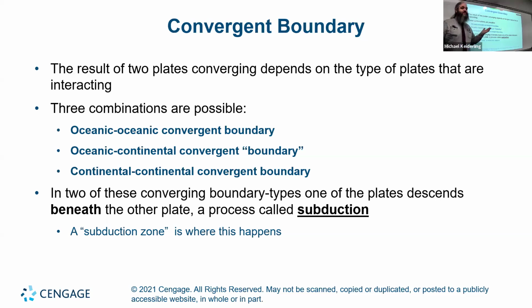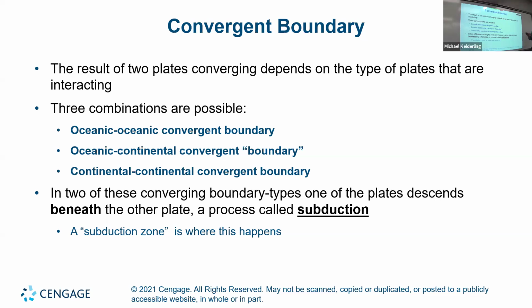Then the convergent boundary is where two plates are coming together. And there's basically three possible combinations. Because there's two types of plates, continental and oceanic. You can either have two of the same type come together or one of each come together. So the three combinations that are possible are oceanic-oceanic convergent boundaries, where an oceanic plate runs into another oceanic plate, oceanic-continent. So this would be like where the Marianas Trench is with Japan.